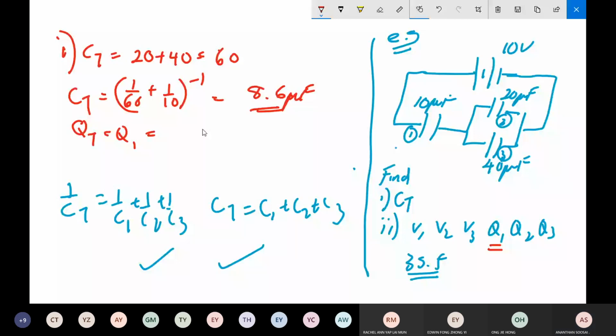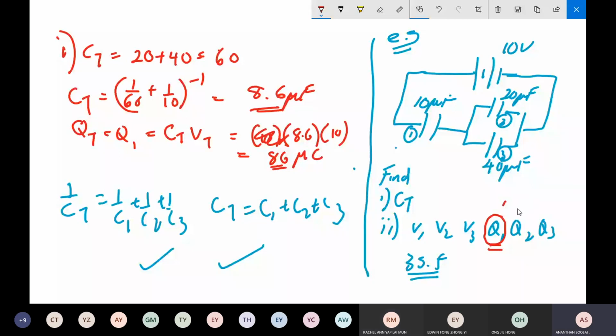So Q total is what? C total times V total, right? C total is 8.6, so 8.6 times V total, which is 10. So you get the total charge stored. I think it's 86 microcoulomb. Total charge 86. Okay, good. If you really understand the derivation just now, the first thing you can find is the Q1.